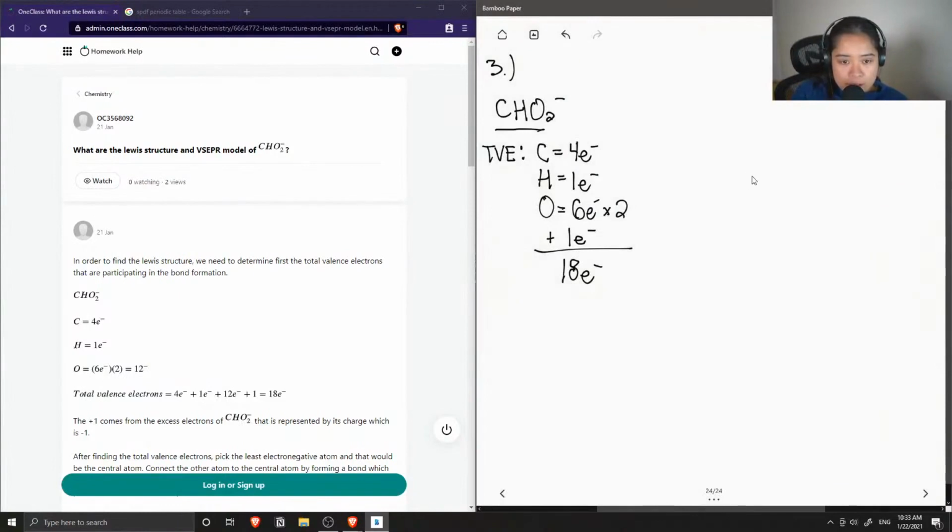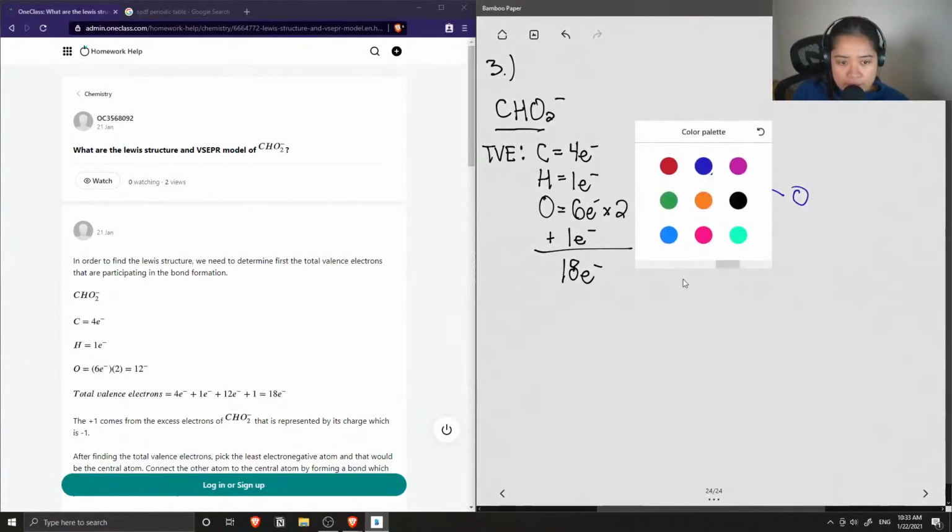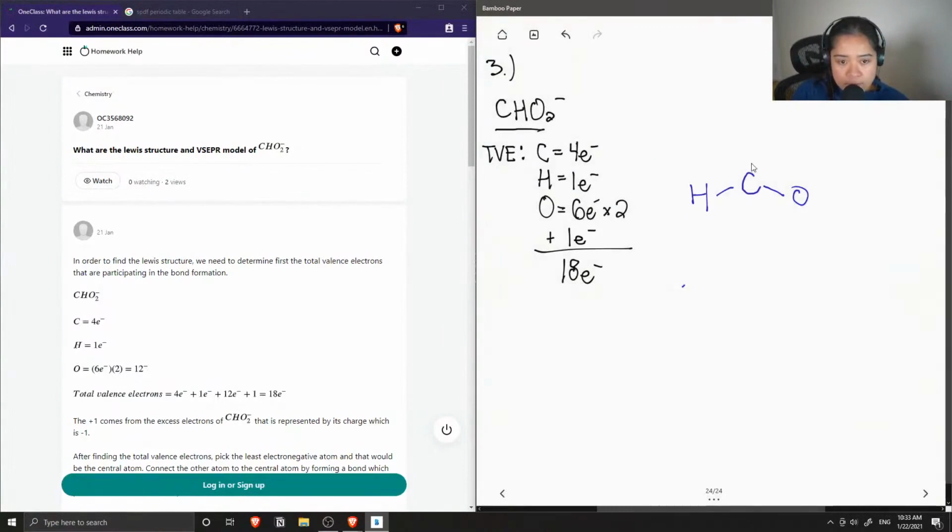So now let's draw carbon as our central atom. And then I'm just going to draw out single bonds to 2 oxygens and 1 hydrogen. Notice that carbon doesn't have a full octet yet, so I'm going to make one of these oxygens double bonded, and then I'm just going to fill in all the valence electrons. And then we can count out all the electrons to see how many I've drawn so far.